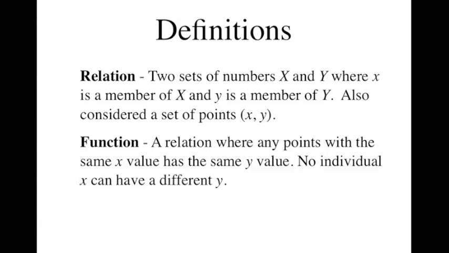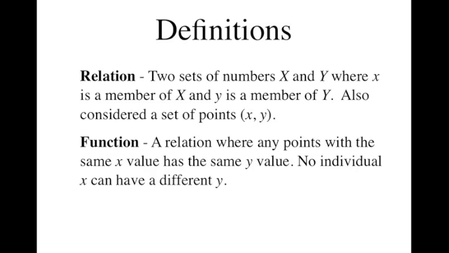Okay? Functions are relations, but they're a special piece in there. No individual x can have a different y. So for example, if you had two coordinate points, the first point being (1, 3), and the second point being (1, 7), that is not a function because an x cannot have a different y. Y's can have different x's, but x's can't have different y's.